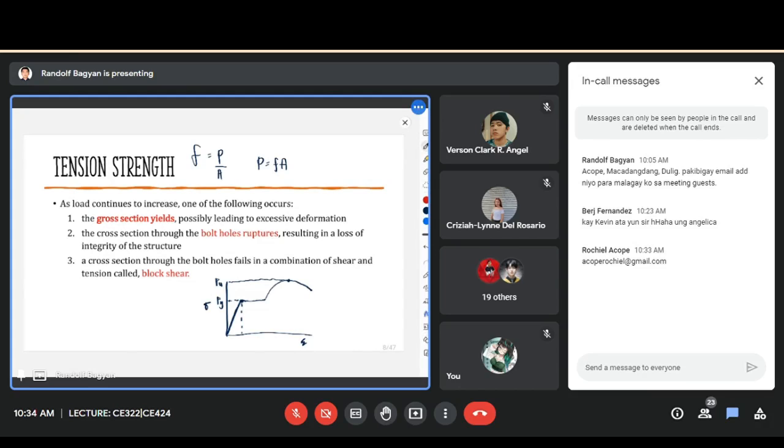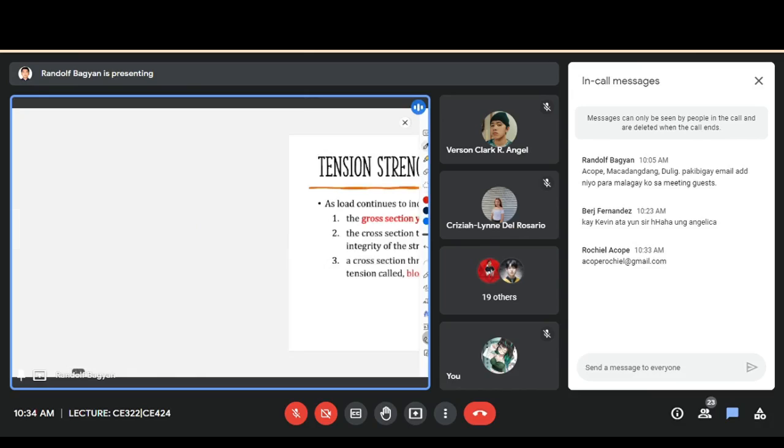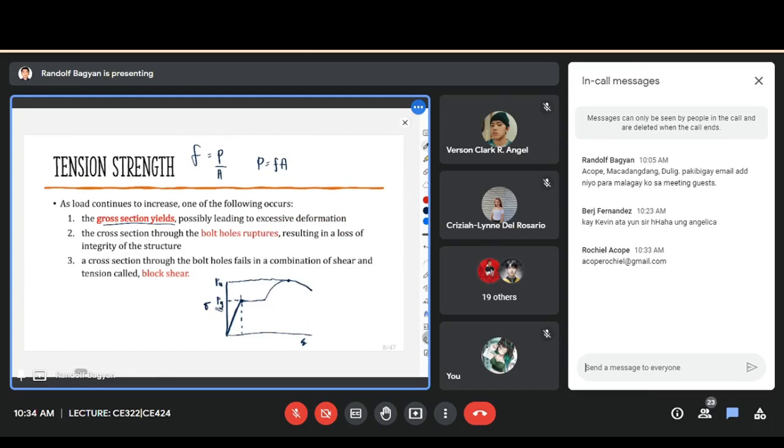Pagkatapos kasi nun, magiging plastic na yung ating deformation. Ibig sabihin, if lumampas na siya ng Fy, magkakaroon pa ng excessive deformation, okay, without even changing much yung load. Okay, at yung deformation, class, kapag tinanggal mo na yung load, hindi na siya basically babalik doon sa dati. So, nagiging plastic na siya. So, hanggang dito lang naman yung ina-analyze natin dyan, cross-section yielding. So, basically, doon sa gross area nangyayari yan, doon sa cross-section. That's number 1. Karalan natin kung paano yung mga ano dyan.